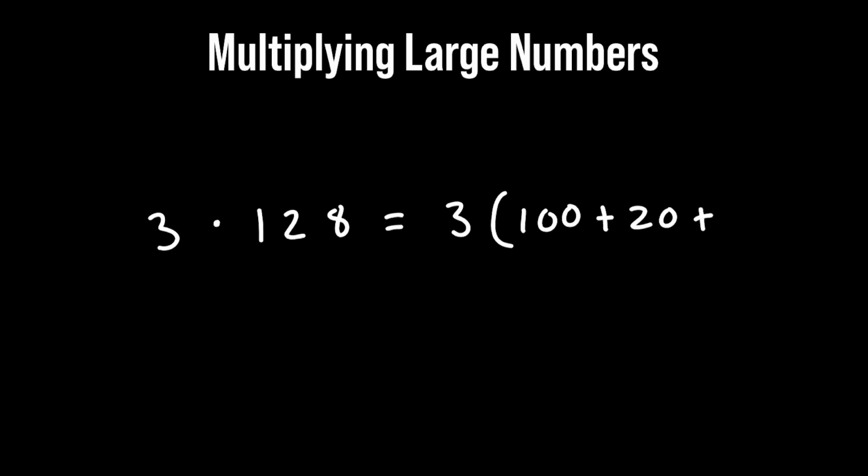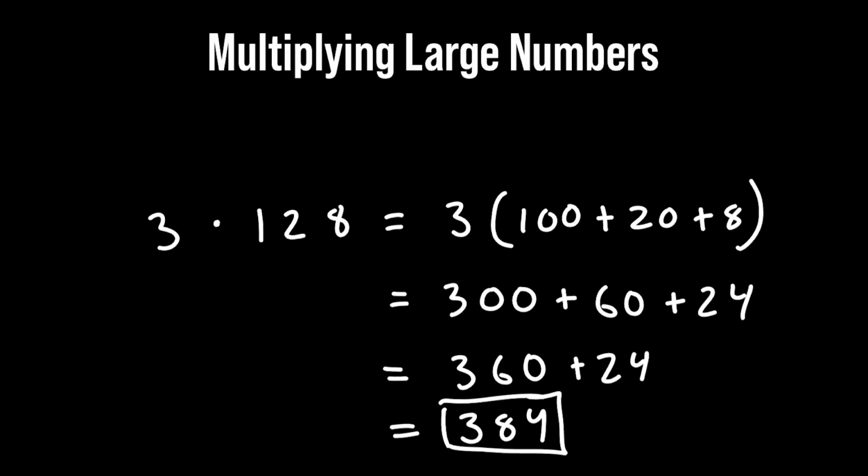The bigger a number is, the more we'll have to split it up into smaller numbers. For example, 3 times 128 is equal to 3 times 100 plus 20 plus 8. So as you can see, breaking up large numbers into smaller ones and multiplying using the distributive property is a lot easier than trying to multiply 3 times 128, for example, in your head.